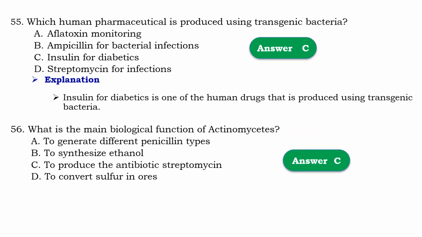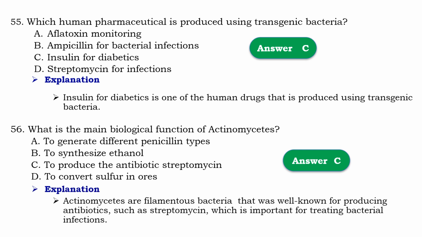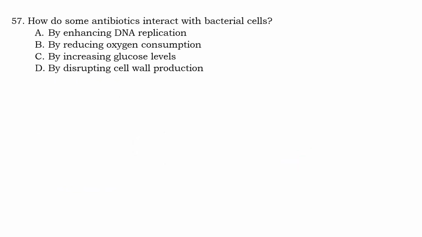So the answer should be C, to produce antibiotics, such as streptomycin. It means that actinomycetes are filamentous bacteria that are well known for producing antibiotics such as streptomycin, which is important for treating bacterial infection. Question number 57.